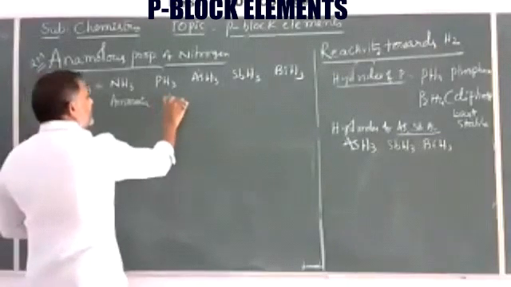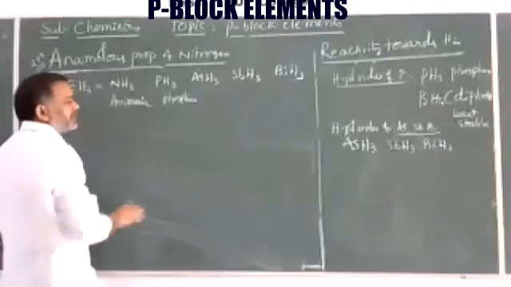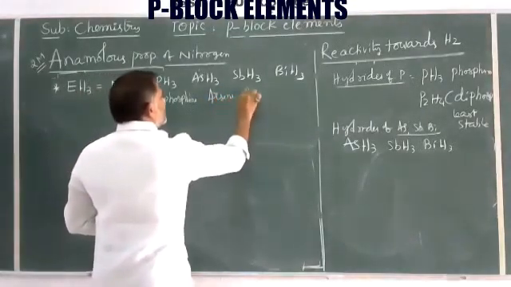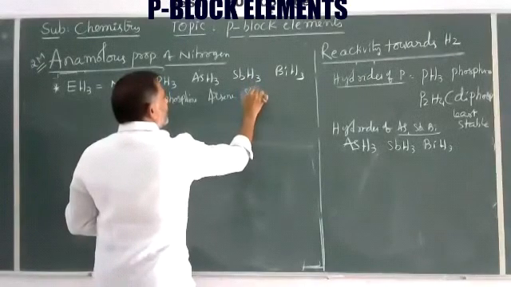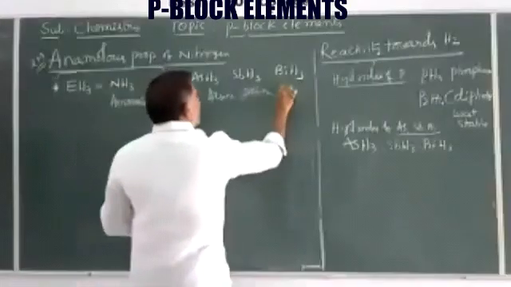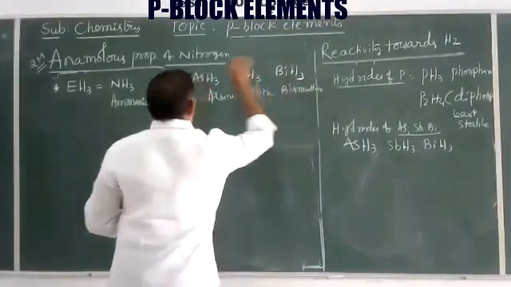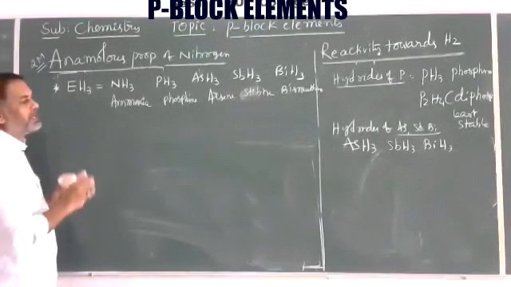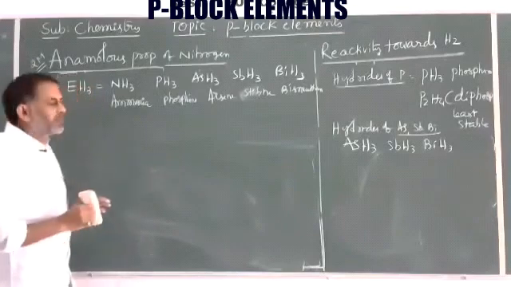This is phosphine. Phosphine has a preparation method, I will explain. This is arsine. This is stibine. This is bismuthine. Based on all this, some important properties are there for objective as well as theory.